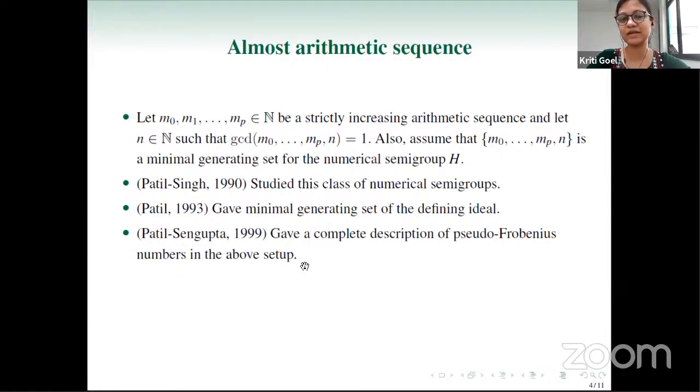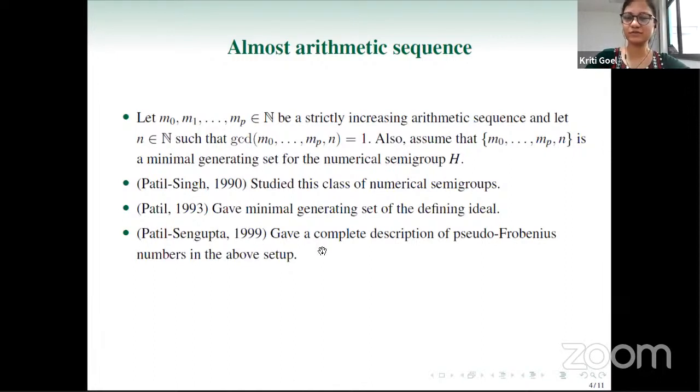This was a paper in 93. And the other information that they could gather was about the pseudo-Frobenius numbers. They could actually give a complete description of the pseudo-Frobenius numbers using that so-called technical setup. This description was in 1999 by Patil and Sengupta. And if one wants to look at row factorization matrices which can be associated to this class of numerical semigroups, the very first step is we need the information about the pseudo-Frobenius numbers. And this is what we could gain from this paper of 99.